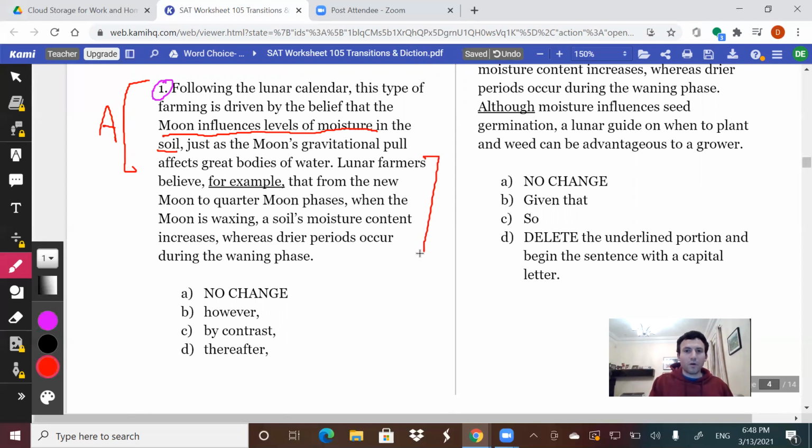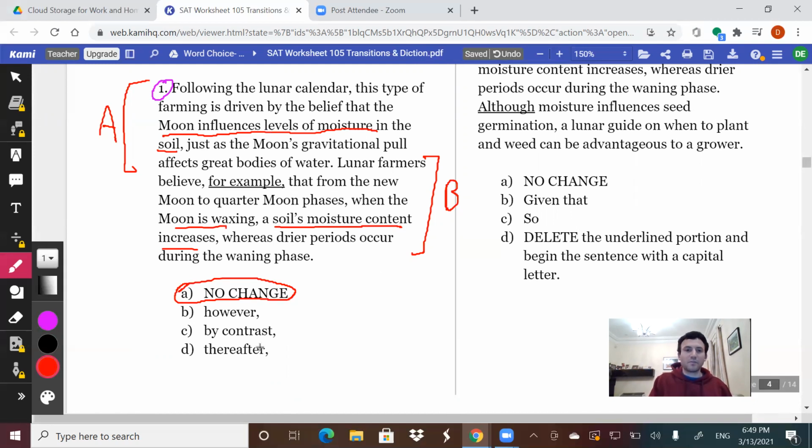So we want to know, this is telling us what lunar farmers believe, and it's giving a specific belief. It's saying that people who follow the lunar calendar, lunar farmers, they see that soil content increases during a certain phase of the moon, and then it decreases during another phase of the moon. So based off of that, if we're talking about the moon influencing levels of moisture in the soil, this would actually be A. It would be an example. It's an example of how the moon can play a role in that.